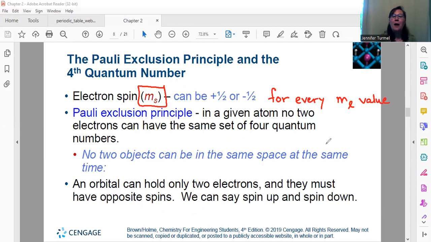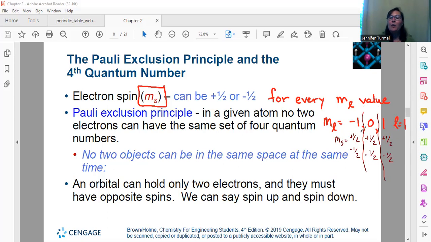Remember that you had the possibility of having M sub L equal to negative 1, 0, and 1 when L was equal to 1. That means that for this M sub L value, you have M sub S as plus 1/2 and minus 1/2. And for M sub L 0, you have an M sub S value of plus 1/2 and minus 1/2. And for L is equal to 1, you have plus 1/2 and minus 1/2.